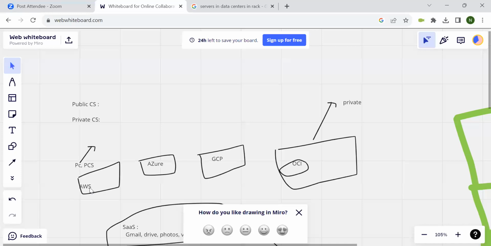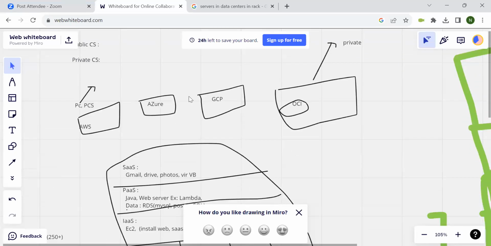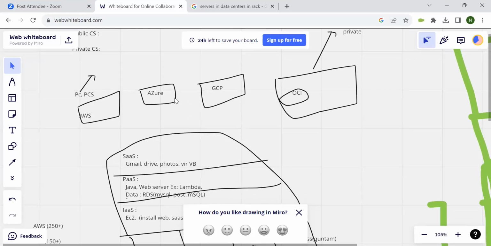But the basic thing is, even if you learn any one of these cloud services, the underlying concepts are the same. Here we call it EC2. In GCP we call it Compute. In Azure we call it another name. But the concept is the same. The terminologies are different, and the UI of AWS is also different from Azure, GCP, and OCI. Everyone has their own, but the theme is the same.